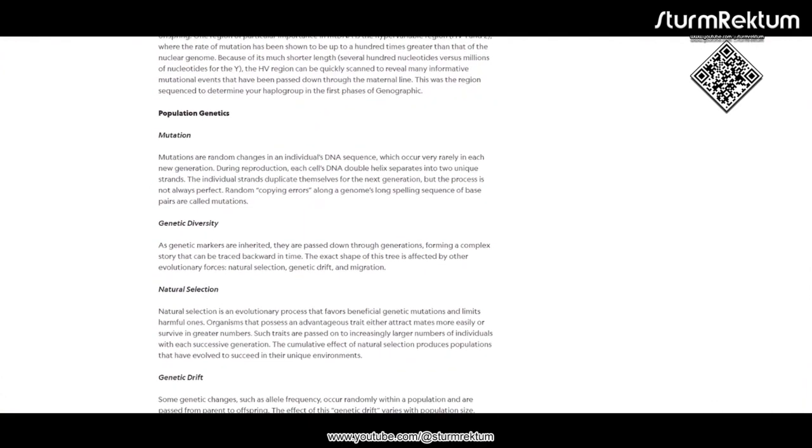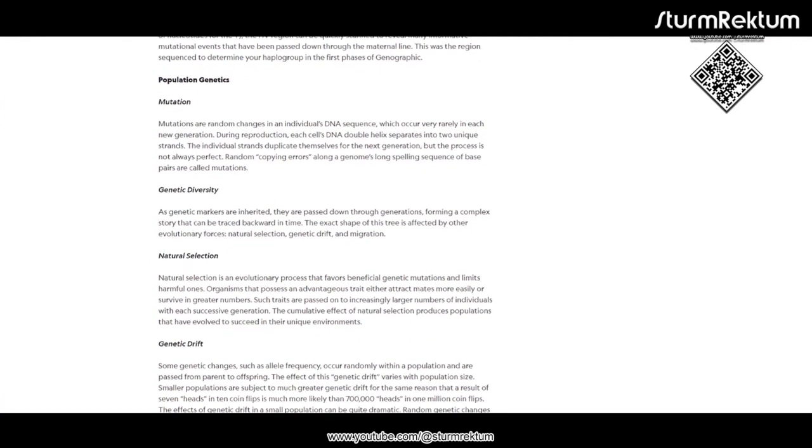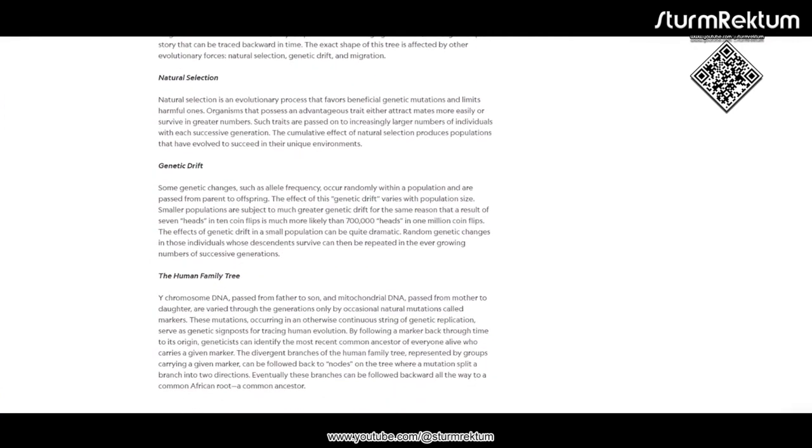Data contribution and privacy. Participants in the Genographic project had the option to contribute their genetic data to the project's research database. This collective genetic data helped researchers gain insights into human genetic diversity and population history. Participants' privacy was protected, and personal information was kept confidential.